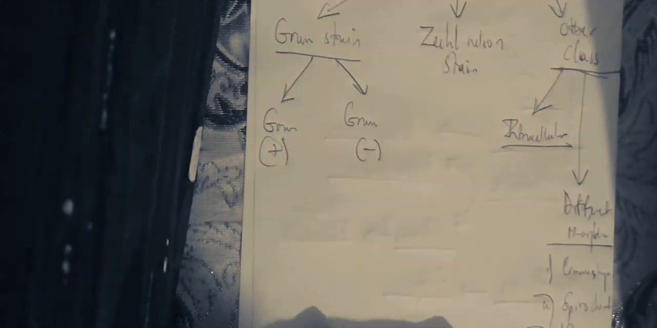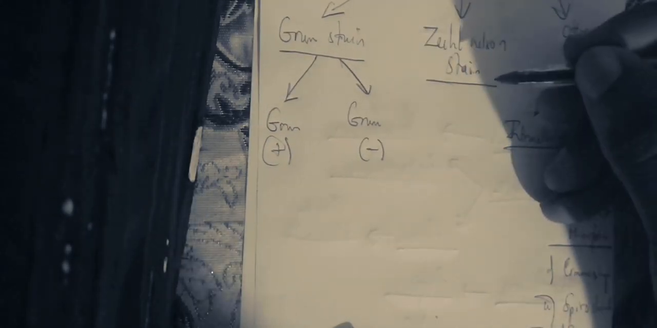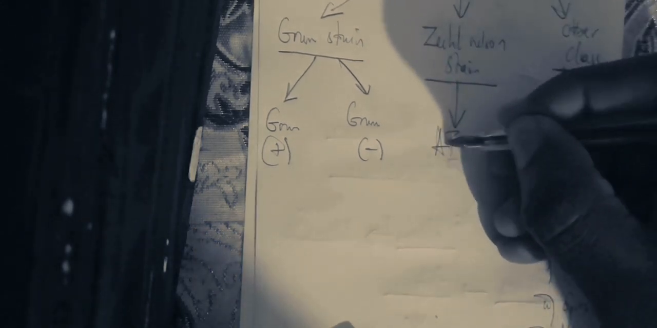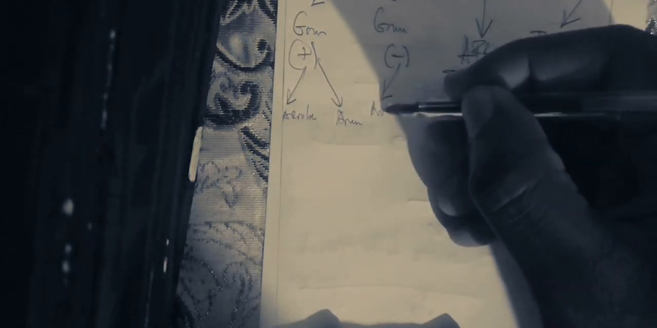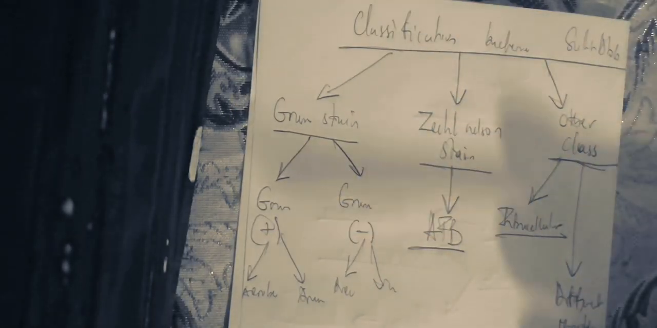Now, under the gram stain, you need to divide it into two. You have gram positive bacteria and you have gram negative bacteria. Under the Ziehl-Neelsen stain, we know already that it is going to be the acid-fast bacilli. Now, still under the gram stain, we are going to have aerobes and anaerobes. And for the gram negative, still the aerobes and anaerobes. So that is the peculiar classification that you have to work with.